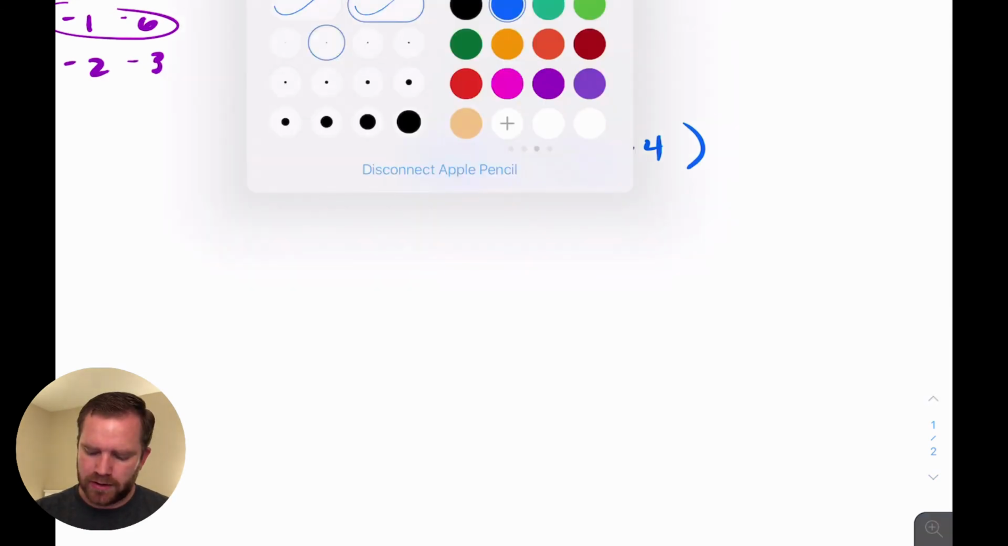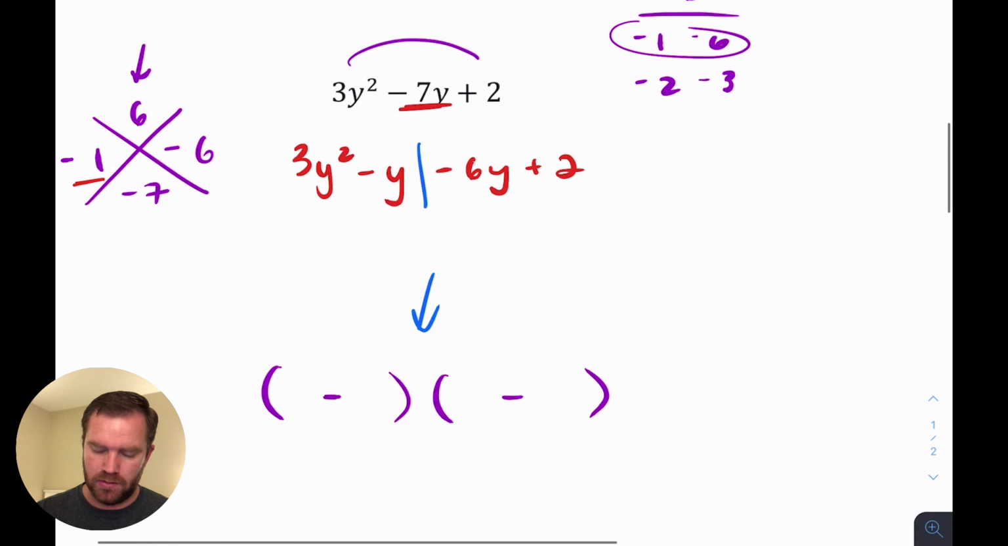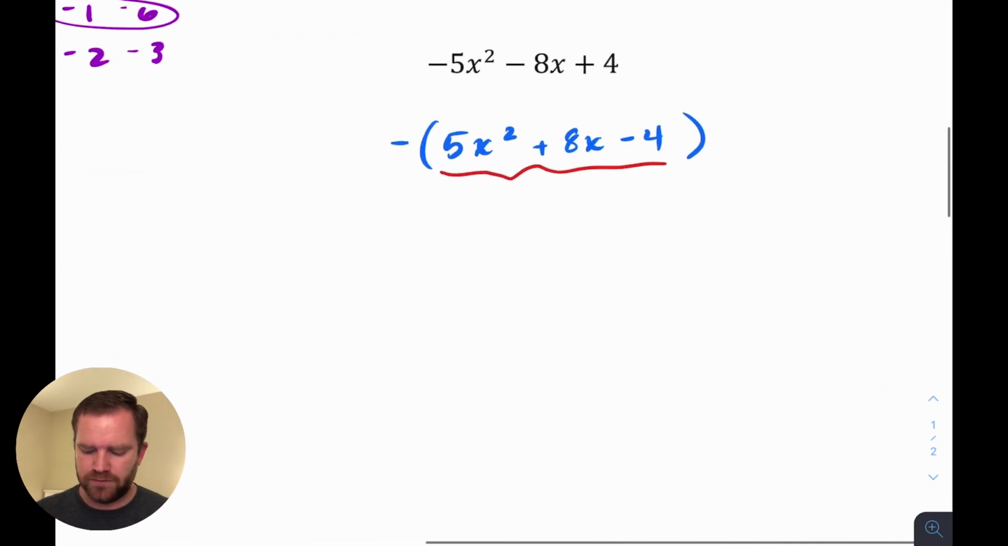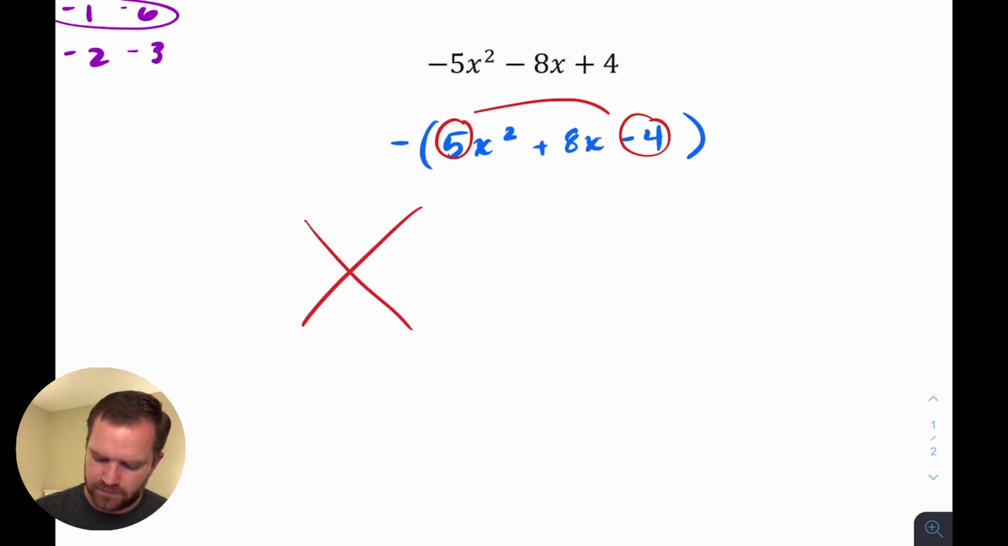And now we're going to take what we have on the inside here, and we're going to factor that like we would this problem here. So we're going to factor this by grouping. We take the leading coefficient and our constant term and multiply them. So 5 times negative 4 is negative 20. And then we have an 8 here on the bottom.